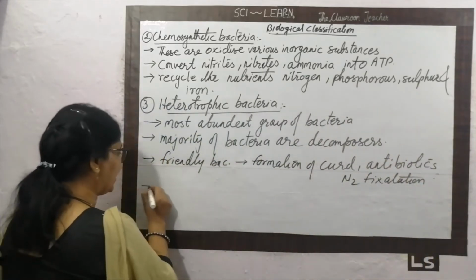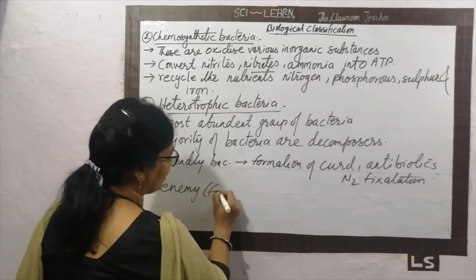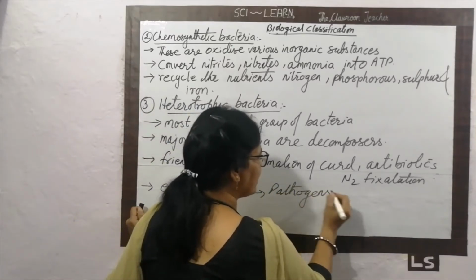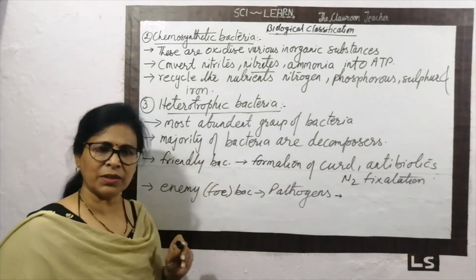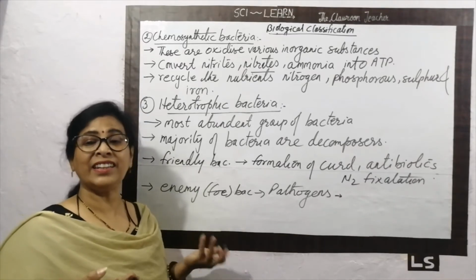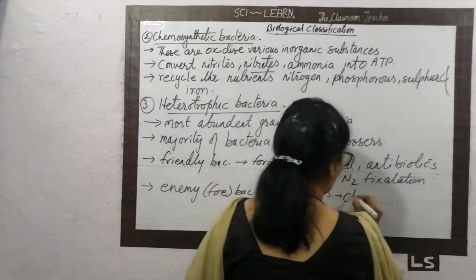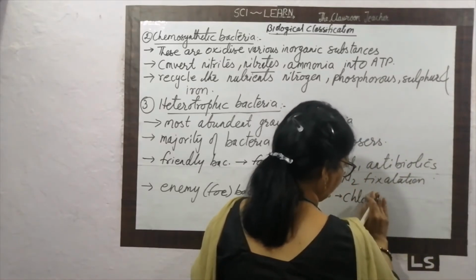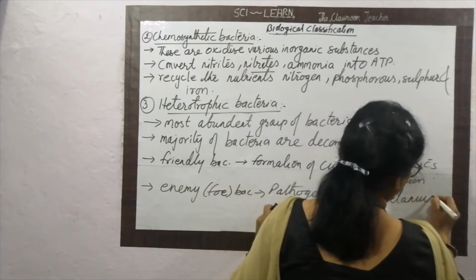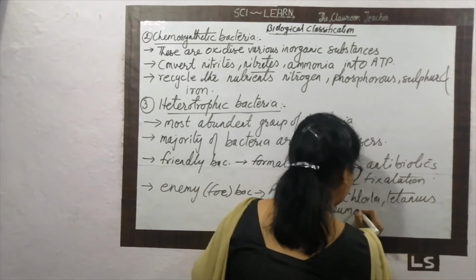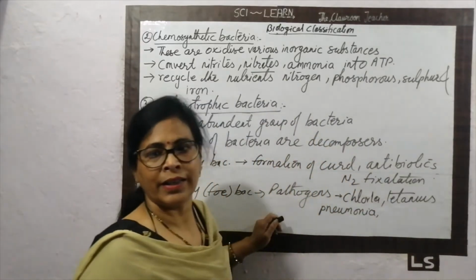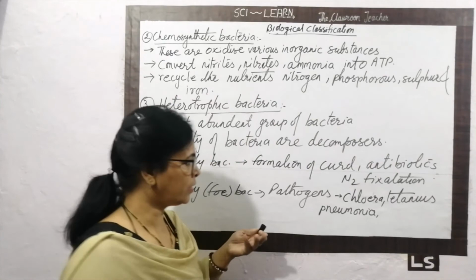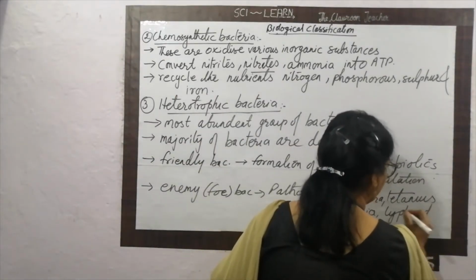These bacteria are enemies also, the foe bacteria, because they are pathogens. They cause disease. In the previous class, you must have written the names of the diseases: cholera, typhoid, tetanus, pneumonia. These are the human diseases which they generate in humans.